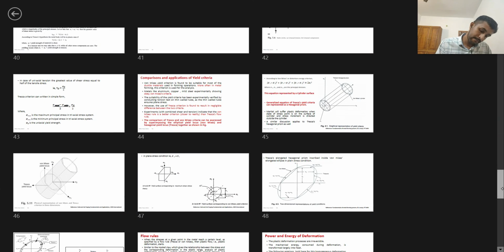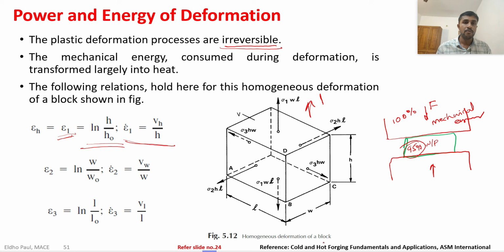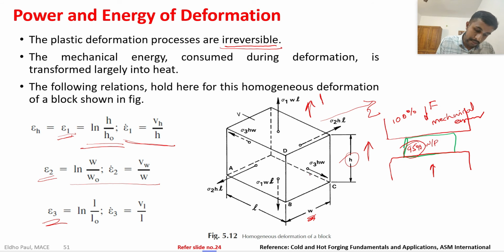In this case, strain rate is equal to Vh by H, in the H direction. Log H by H0 is the true strain, and strain rate is equal to V by H. Similarly, in the two direction, epsilon 2 is equal to log W by W0, and the strain rate is VW by W. In the three direction, we have the natural logarithm L by L0. Okay, so we can calculate the strain and the strain rate.